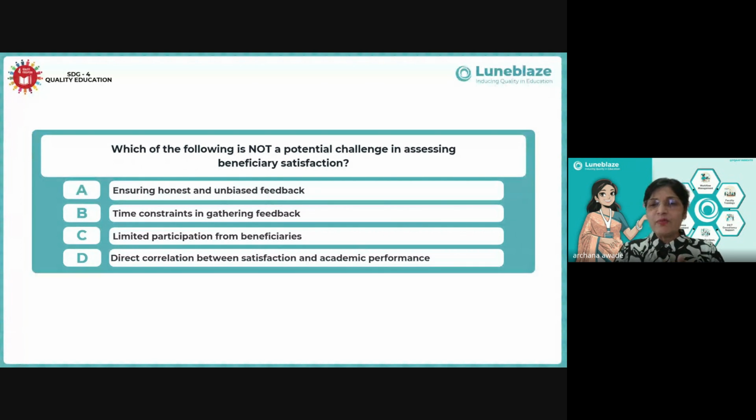Which is the correct option? Please type in your chat box. According to you, which is not the potential challenge in assessing beneficiary satisfaction out of these four statements? Participants, could you please type your answer in the chat box? You can write A, B, C, or D, whichever you feel is the correct option.